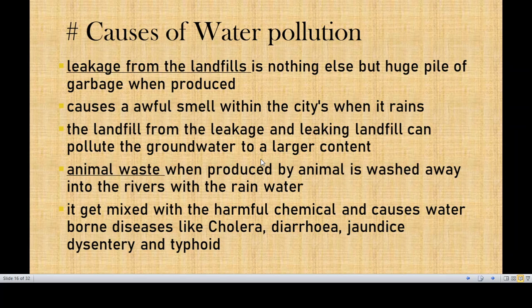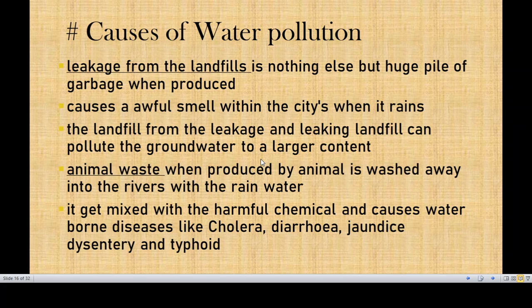Similar goes with animal waste also. Animal waste, which is sometimes filled with bacterial or chemical components, can cause waterborne diseases when it enters the drinking water, which is of course obtained from river water or underground water. The problems can be like diarrhea, jaundice, dysentery, cholera. So those are the points which can cause a serious problem.